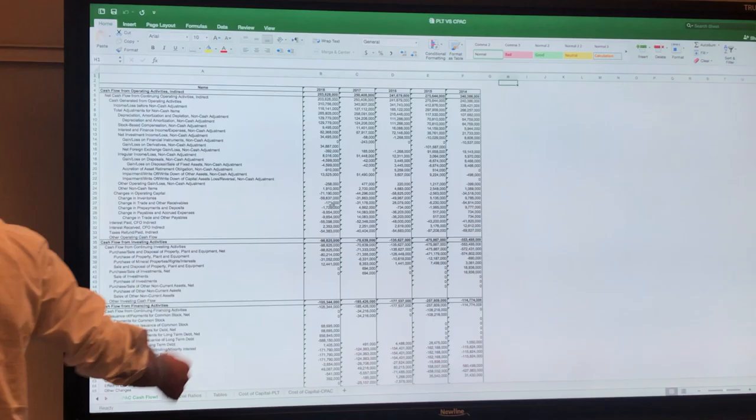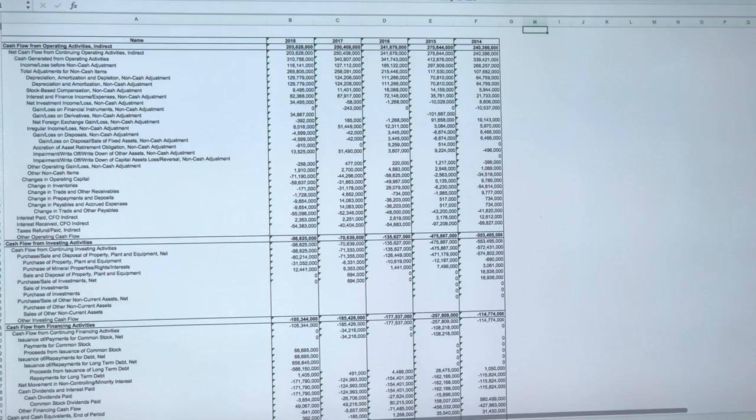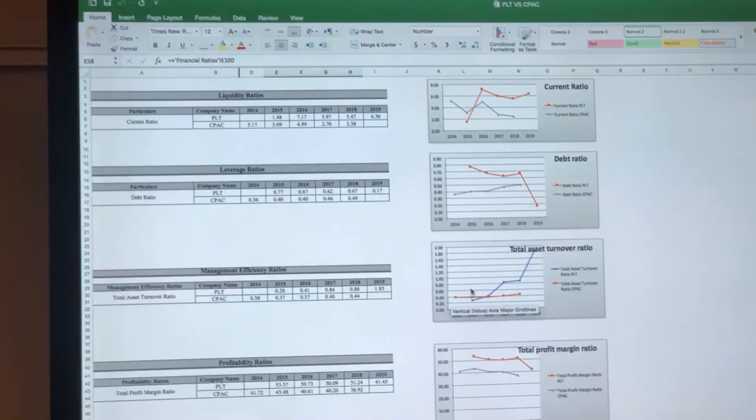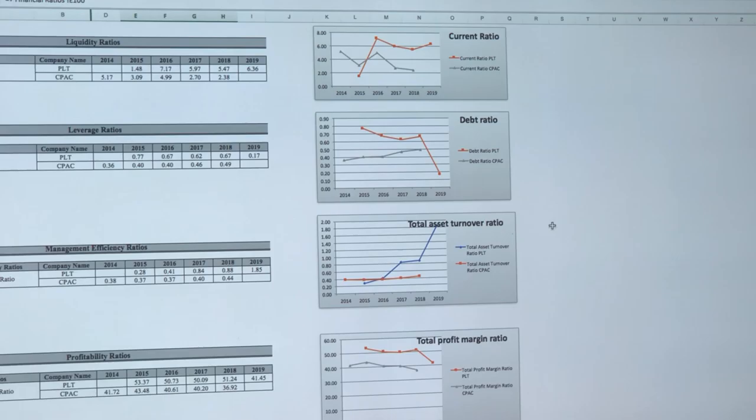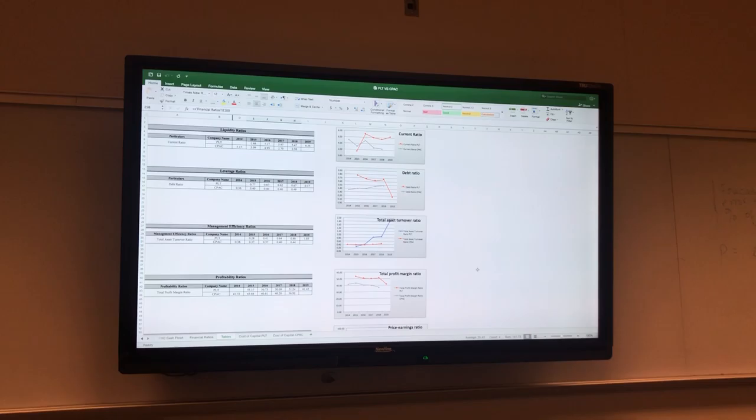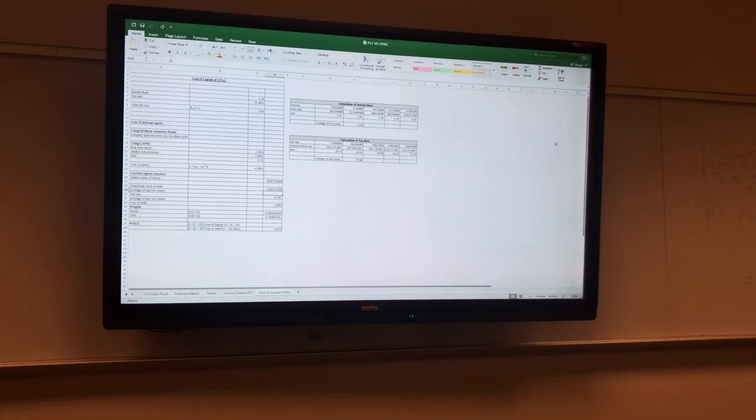This is the cash flow, and this is the financial ratios, as you see here. Also these are the tables for the company: the current ratio, the debt ratio, the total asset turnover ratio, the total profit margin ratio, and so on. We are also going to talk about the cost of capital, as you see here, and the CAPM.